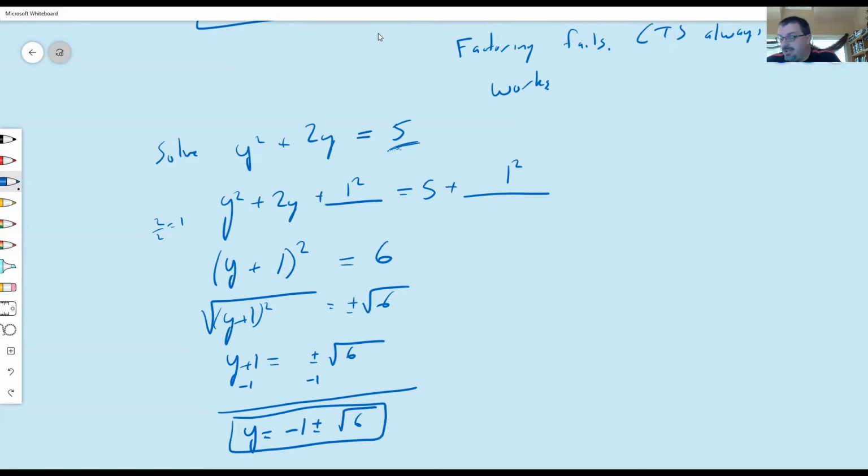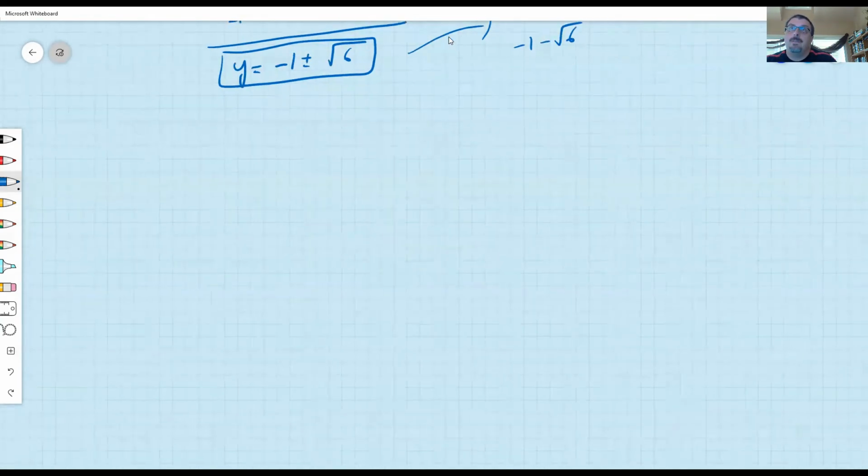This is the preferred way to write your answer. You could say y equals the square root of 6 minus 1, plus or minus. You can actually say that. That's okay. And sometimes, because it's plus or minus, you might hear people tell you, well, this is -1 plus the square root of 6, or -1 minus the square root of 6, which is also okay. Just the boxed answer is a little more compact. All right, how about another example?